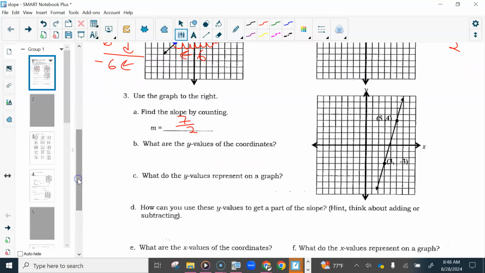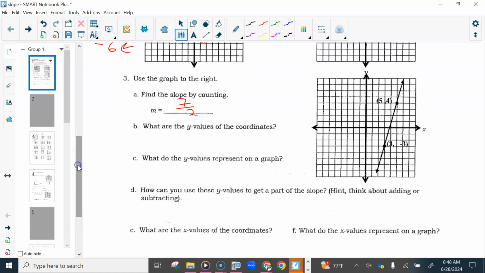Okay. So now we're going to start to build how we do this algebraically. Some of you may know that already, and great. What are the y values of these coordinates? We can say it out loud. 4 and -3. I'm going to write it in least to greatest, -3 and then 4.